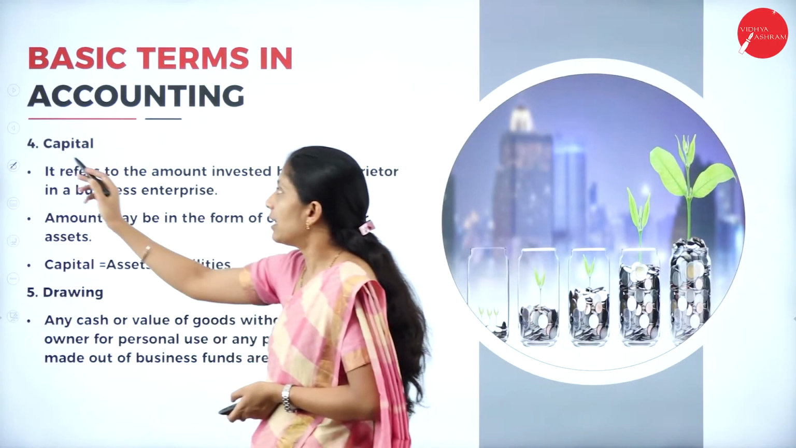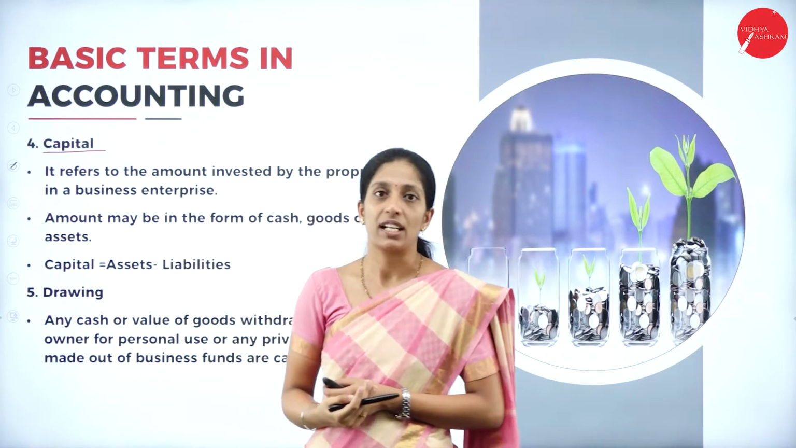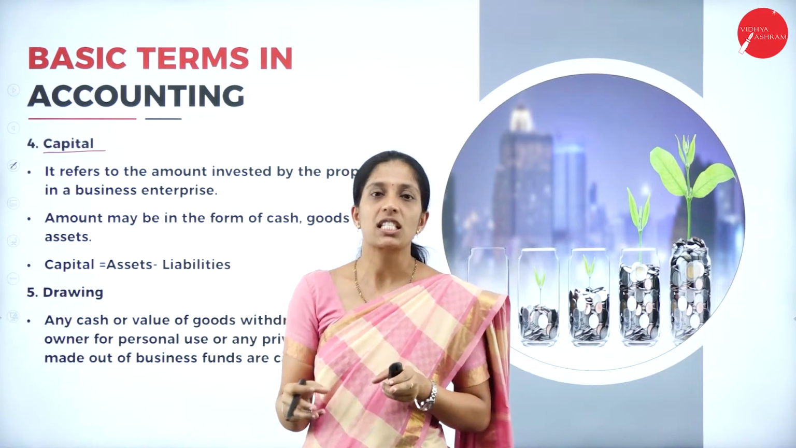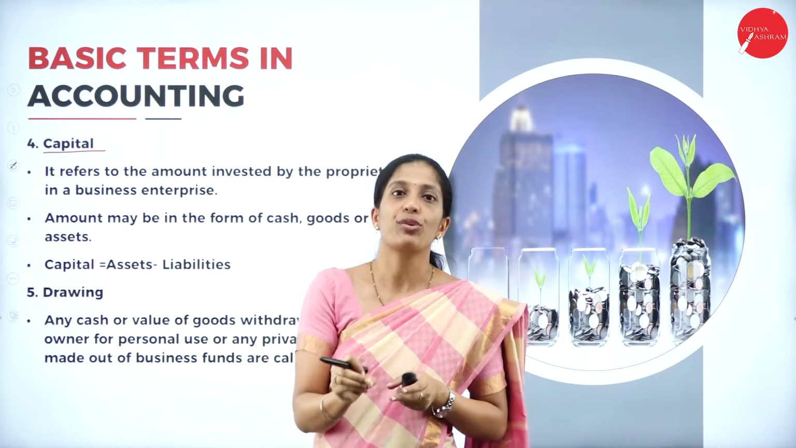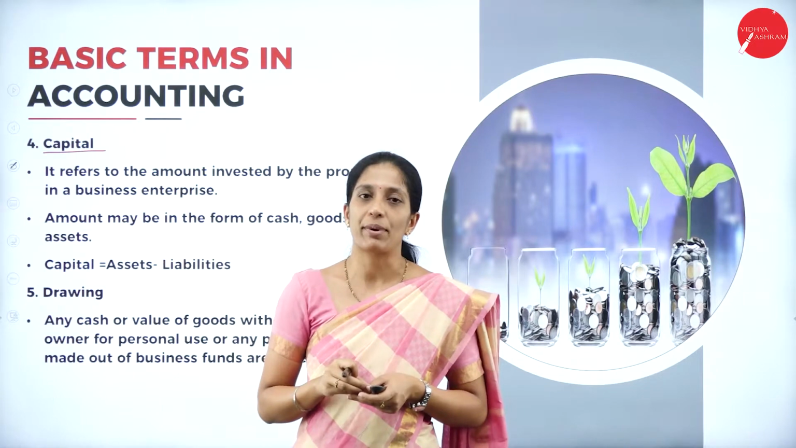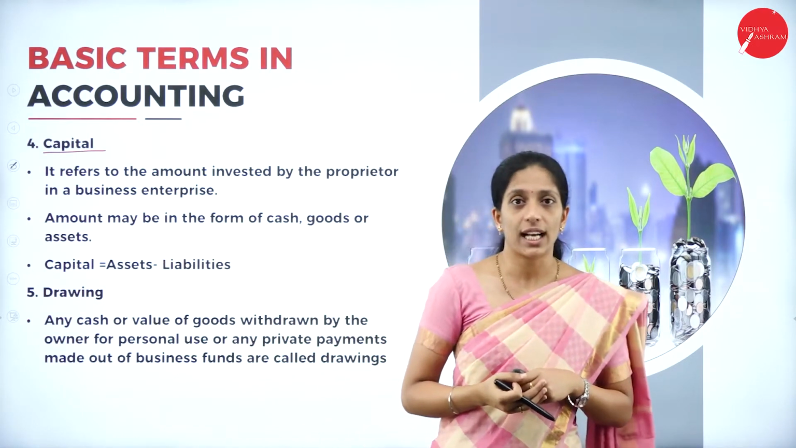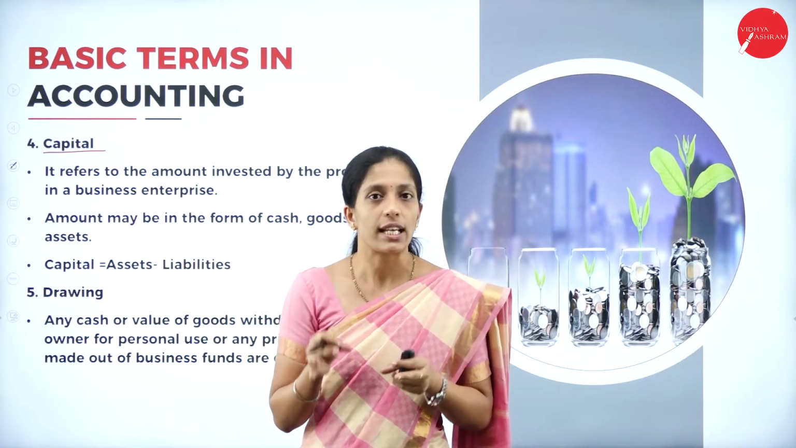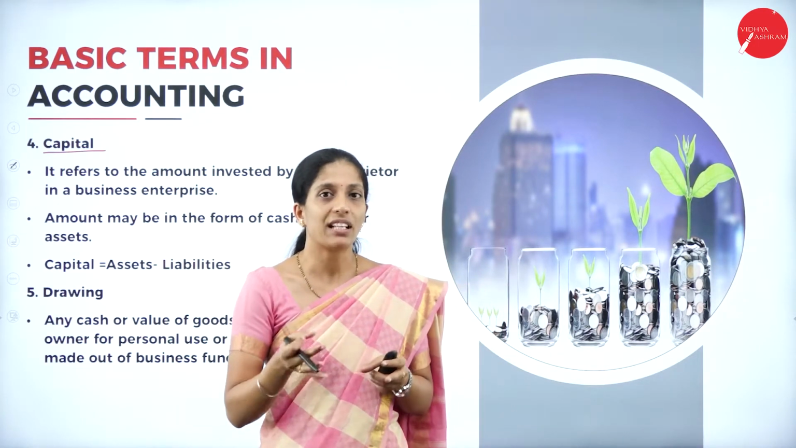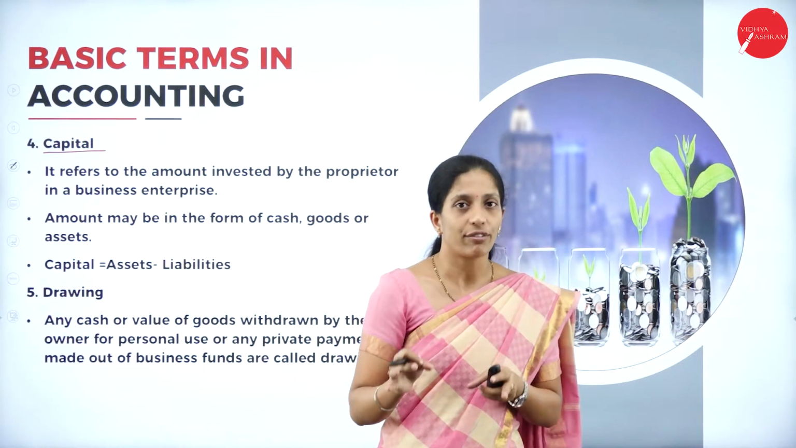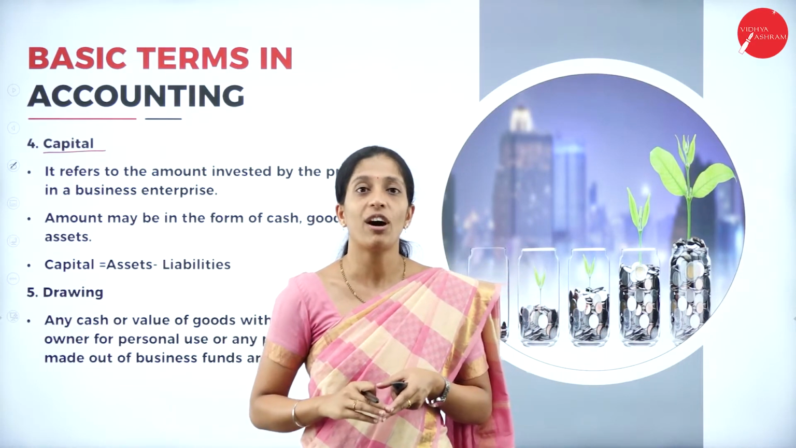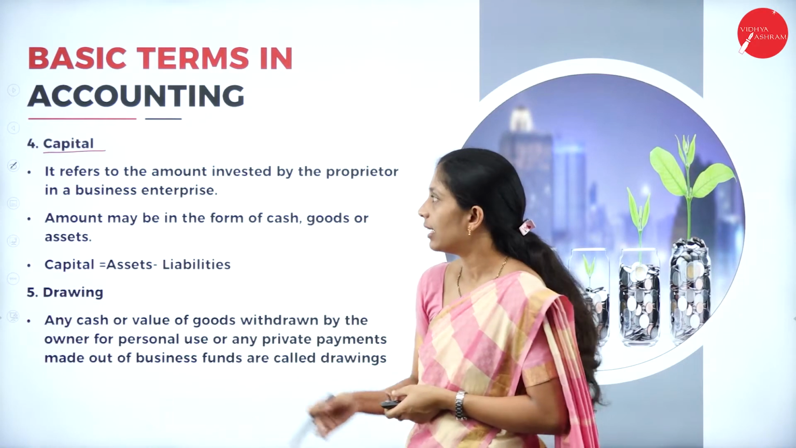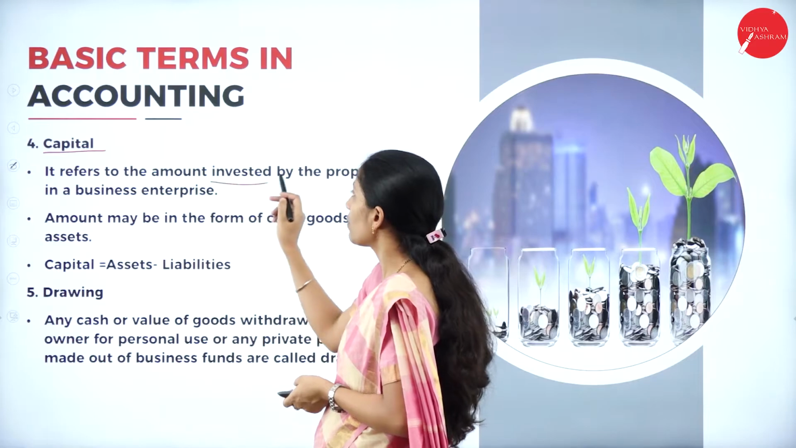Next one is capital. This is the next term, capital. Now, what do you mean by capital? The amount or asset which is invested by the owner into the business is called as what? Capital. Of course, for each and every organization, we need some investment. Correct? Whatever the initial investment is made by the owner, it is not only in the form of cash, it can also be in the form of assets. They are termed as what? Capital.